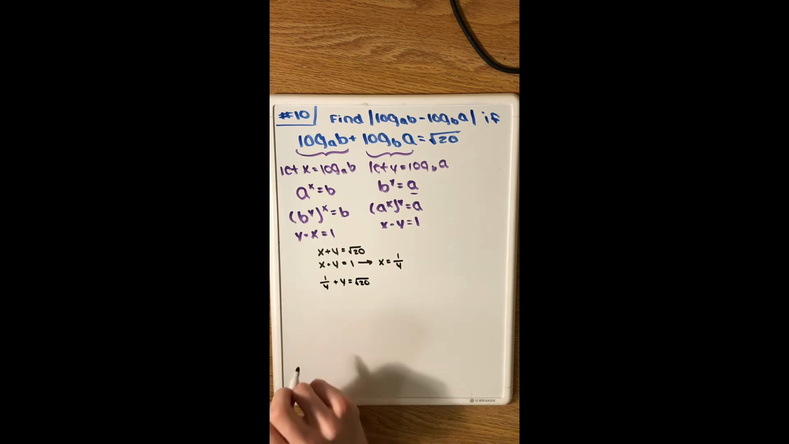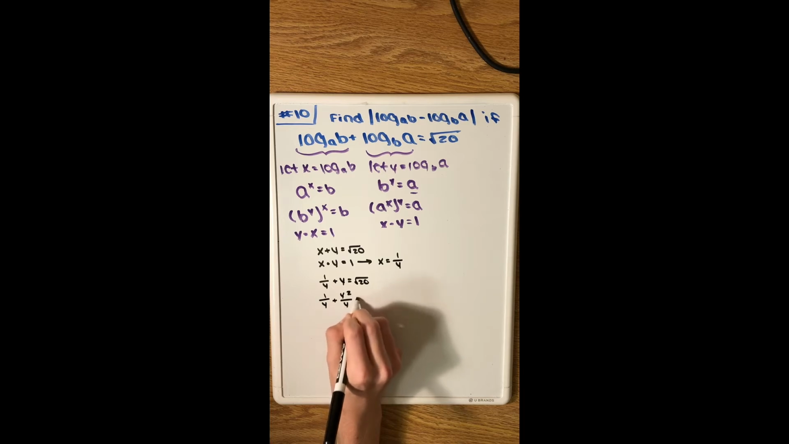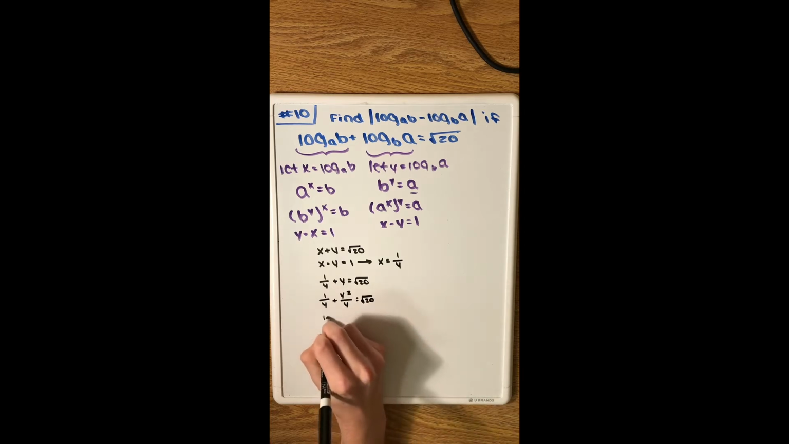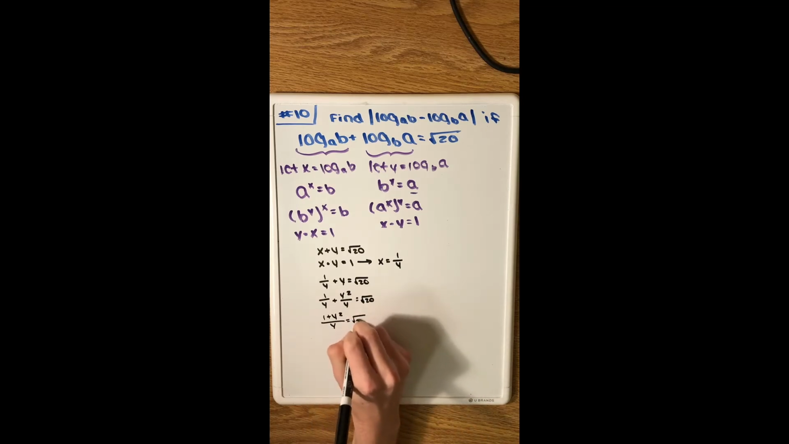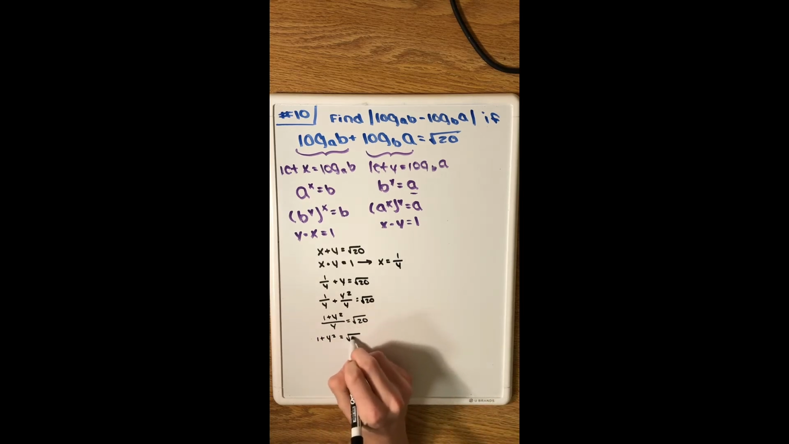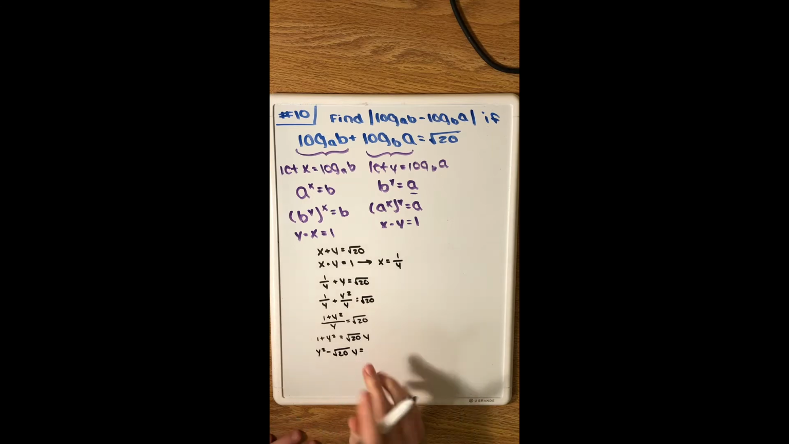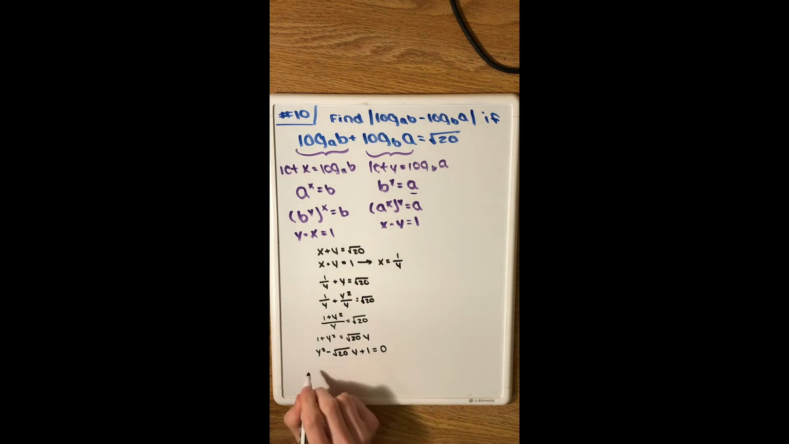And we want a common denominator so we can add them. So we know that this is the same as 1 over y plus y squared over y is equal to radical 20. And we can combine like terms. You get 1 plus y squared over y is equal to radical 20. So now you can do cross multiplication, and you get 1 plus y squared is equal to radical 20y. And we want it all on the same side. So you bring it over and you get y squared minus radical 20y plus 1 is equal to 0. And this is not factorable, so we have to use the quadratic equation.